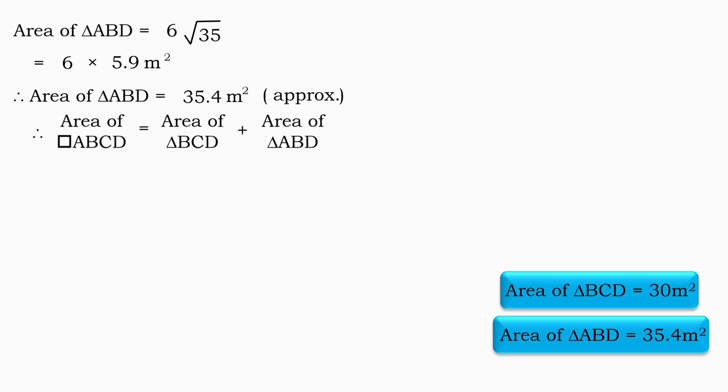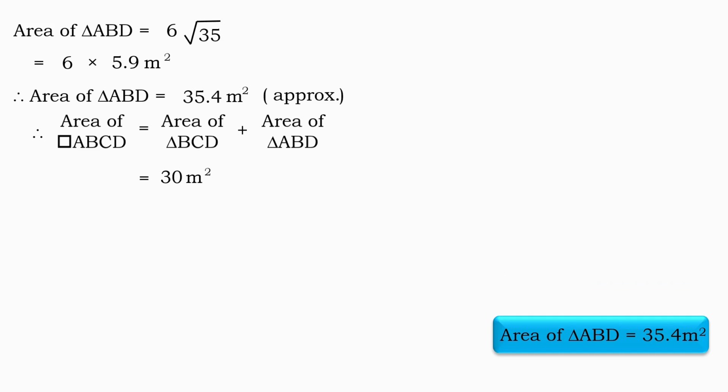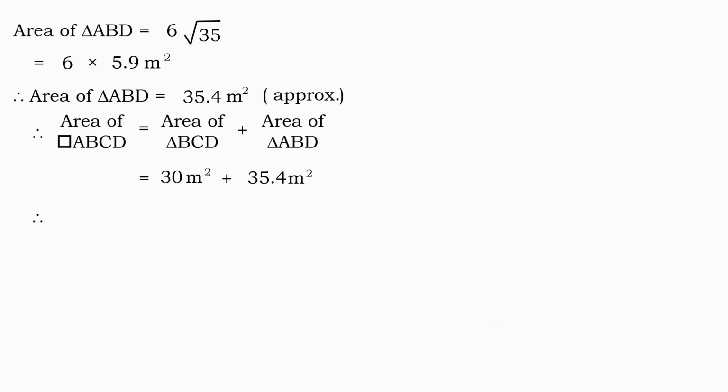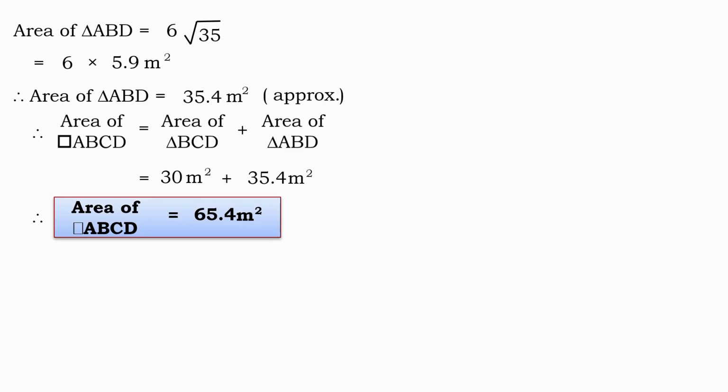Now this is not the end. Now we have to find the area of the quadrilateral. So we have to add the area of triangle BCD and the area of triangle ABD. The area of triangle BCD we already know, that is 30 meter square, and the area of triangle ABD is 35.4 meter square. If you add up, it comes to 65.4 meter square. So this is the area of the quadrilateral ABCD.